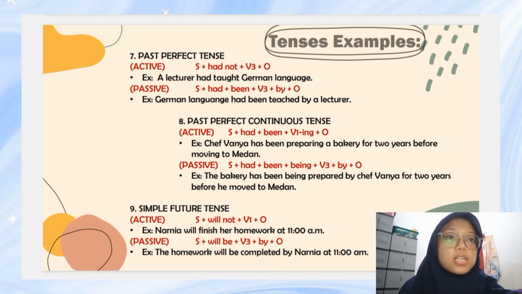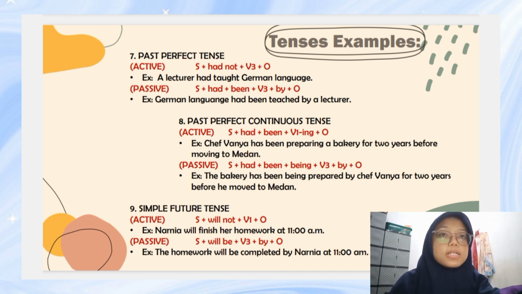For the past perfect tense, an active sentence is subject plus had plus verb 3 plus object. For example, a lecturer had taught German language. When it comes to the passive voice, the pattern is object plus had been plus verb 3 plus by subject. For example, German language had been taught by a lecturer. And so for all tenses, the pattern is the same, like this on the screen.